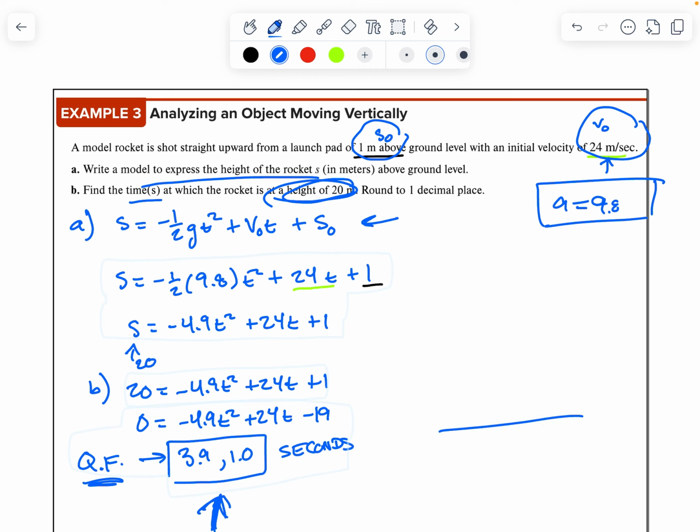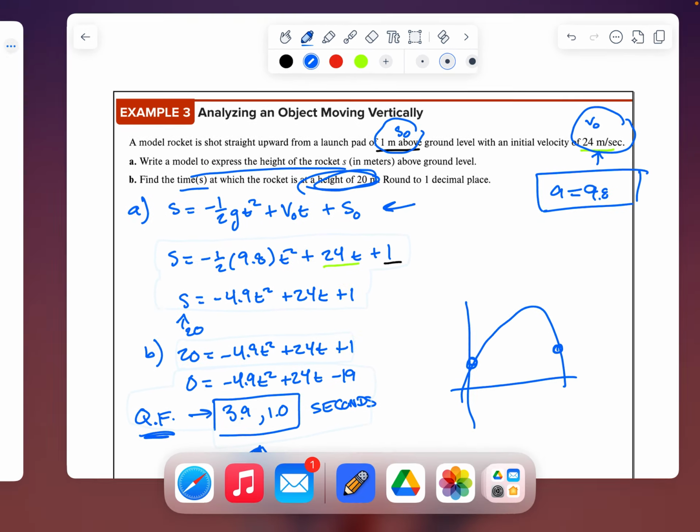It's because if we launch something, it's going like this, right? So it's at 20 meters here, and it's at 20 meters here. It hits that twice at two different times, at 1 second and then almost at 4 seconds.